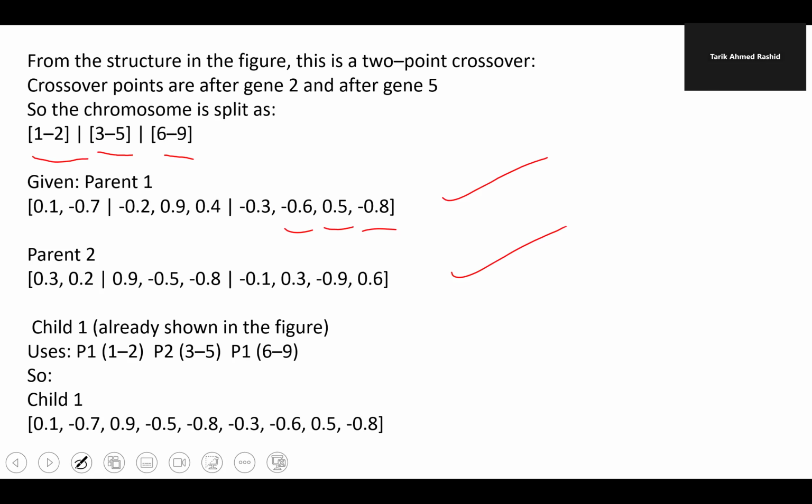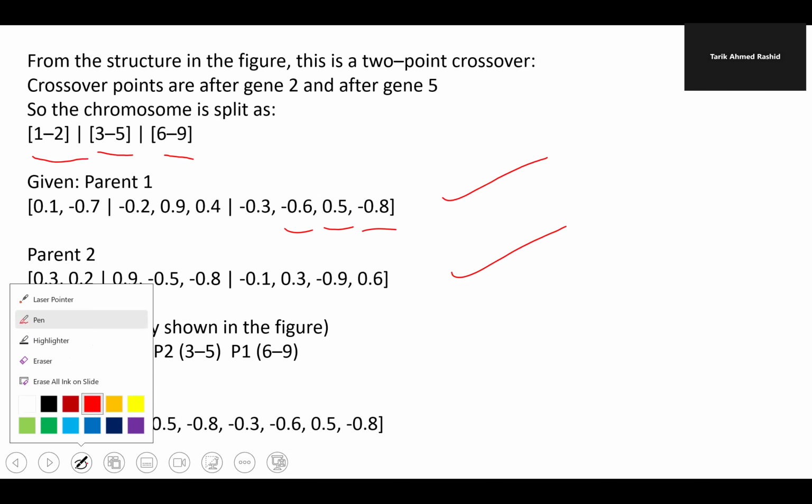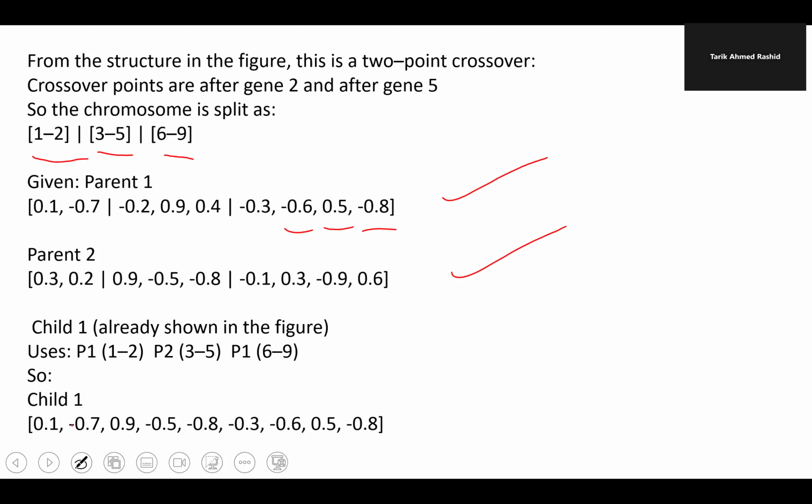So the first, to create a child, I put in blue. For the first child, I'll take these bits, which are 0.1 and minus 0.7. I took those bits from parent 1. And the second part, I'll take this bit from parent 2: 0.9, minus 0.5, and minus 0.8. Okay. And I take this bit: minus 0.3, minus 0.6, 0.5, and minus 0.8.